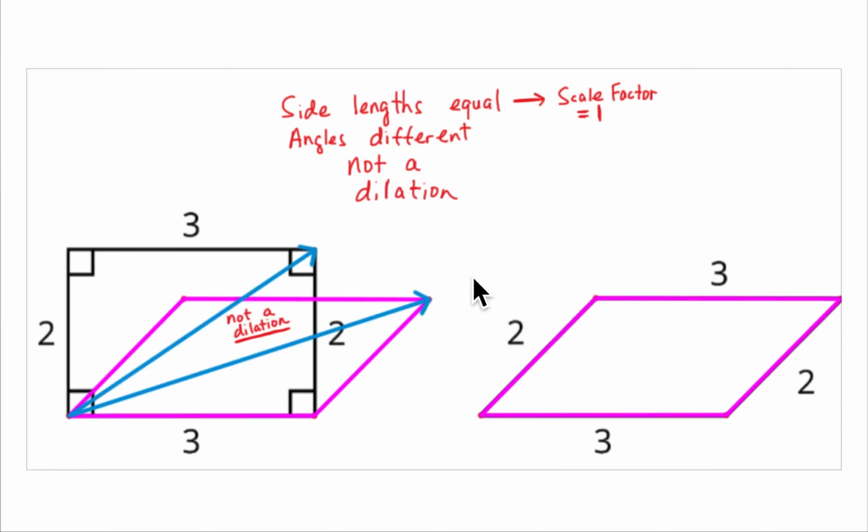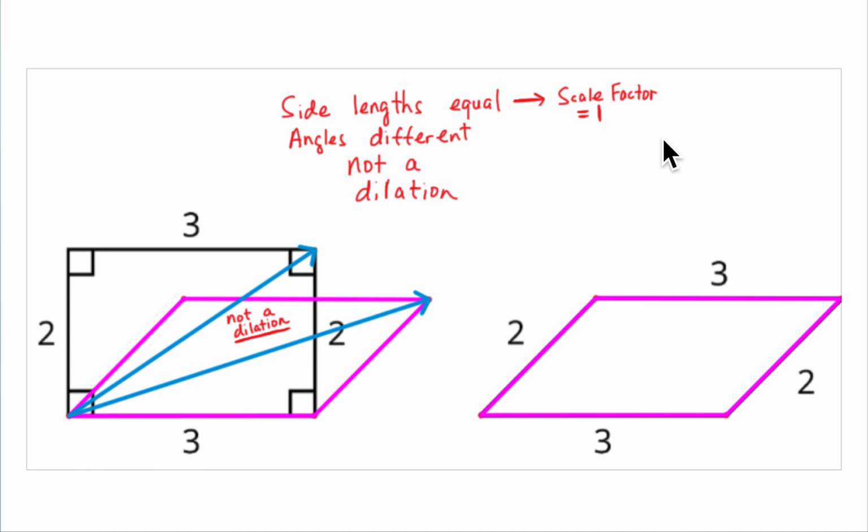It's not a dilation. You can't find a line or a ray that will go from the center of dilation through each vertex so that you could dilate them either larger or smaller and make them match, make them copy or map right on top of each other. So it's not a dilation, and so these two images are not similar.